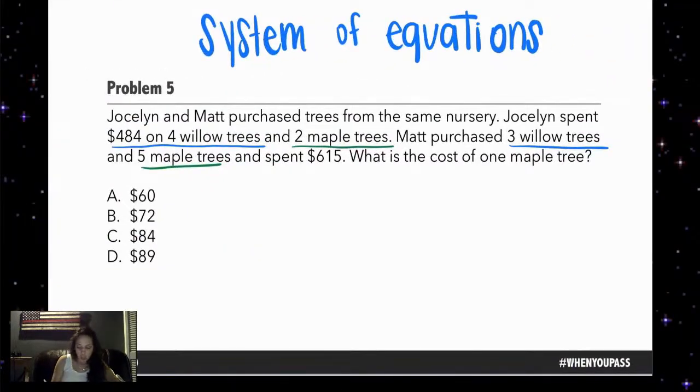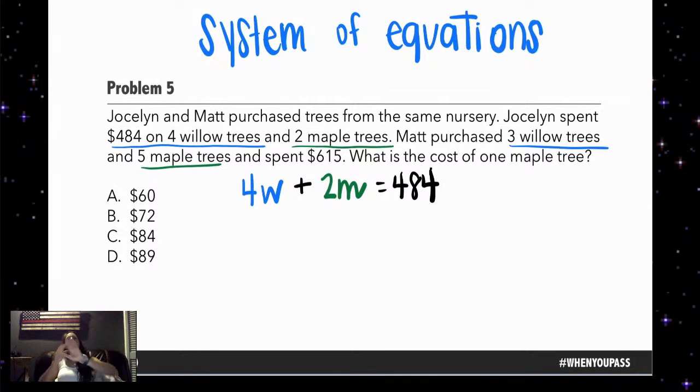Let's go ahead and look at this. So I know that 4 willow trees. I'm literally taking this sentence, reading it out loud, and spitting it onto the paper. And add, because if I was at Home Depot and I was buying these, I'm buying 4 willow trees. So each willow tree is $80. 80 plus 80 plus 80 plus 80 plus 2 maple trees equals $484. But then I cannot do anything with that because I have 2 variables.